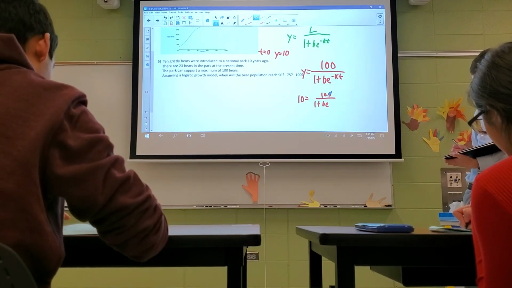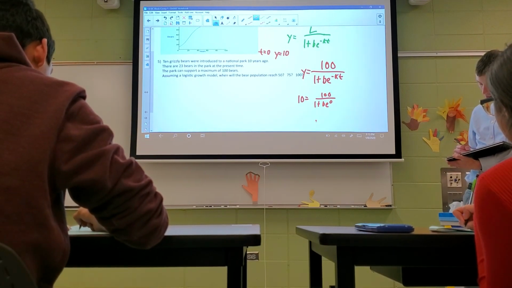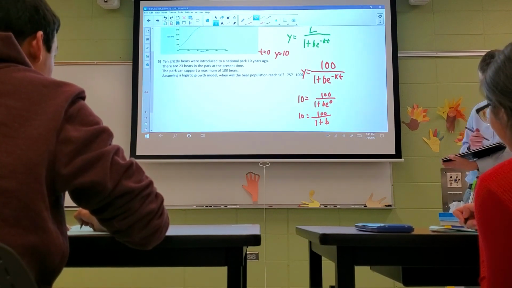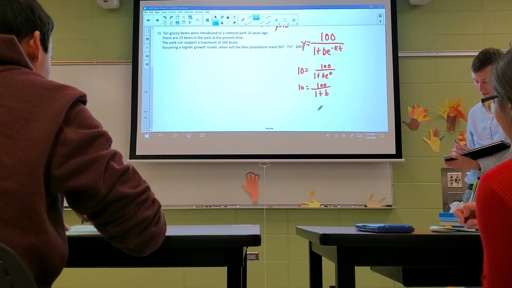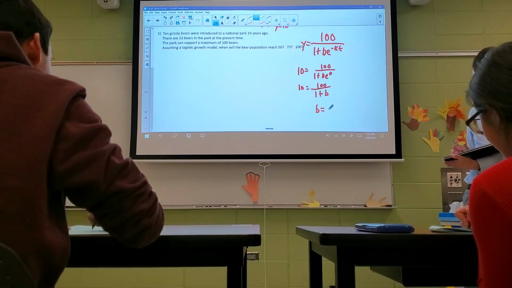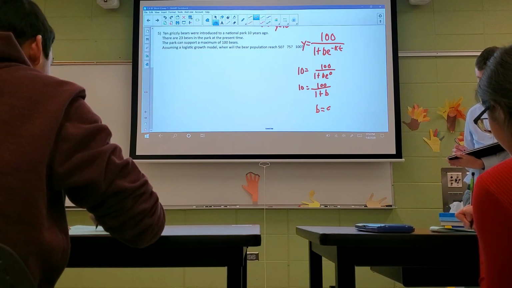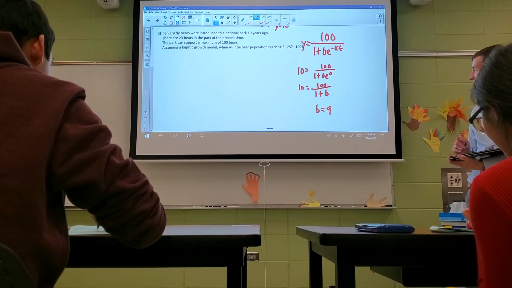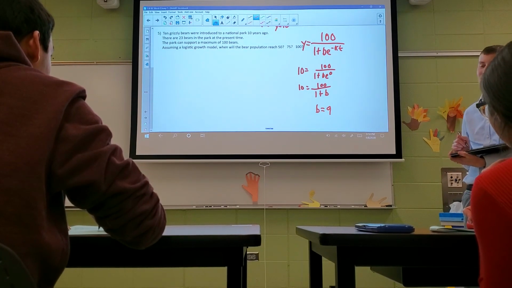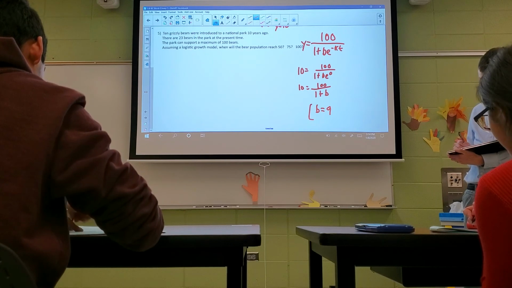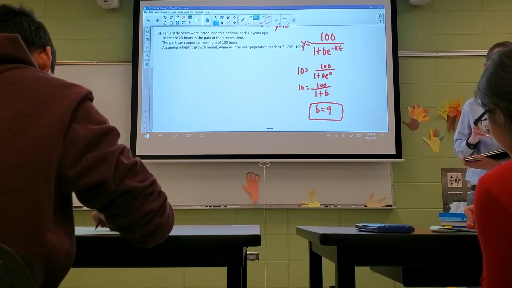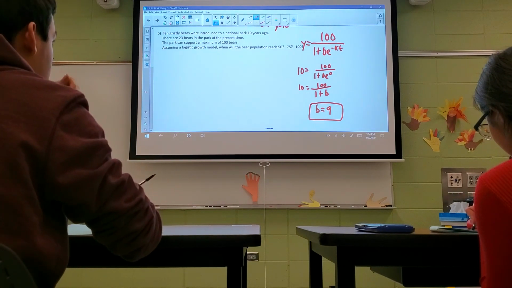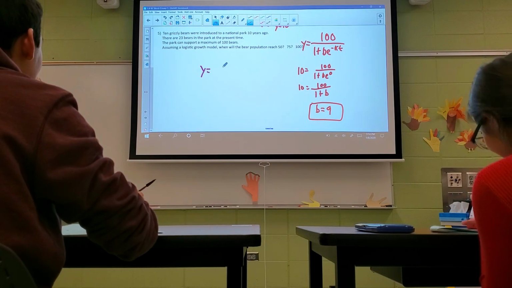0 for t, well, that's just going to go away. That's just going to be 0. Sweet. So I'm going to get 1 plus b on the bottom. This is nice. What's b? 9. Yeah, 1 plus 9 is 10. 100 divided by 10 is 10. You can solve it out, but you're cool. I just figured out what b is.